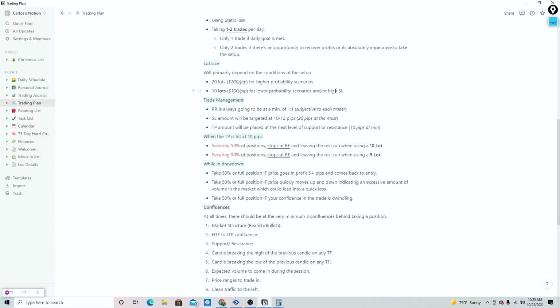I feel like this is a little too tight. I would say 25 to 30, especially since I'm trading gold. Gold moves a lot. Sometimes your stop losses are pretty big. So stop loss amount will be targeted at 10 to 12 pips for nice little scalping setups, and 25 to 30 pips at most. Take profit amount will be placed at the next level of support or resistance, 10 pips at minimum, right? 10 pips at minimum.